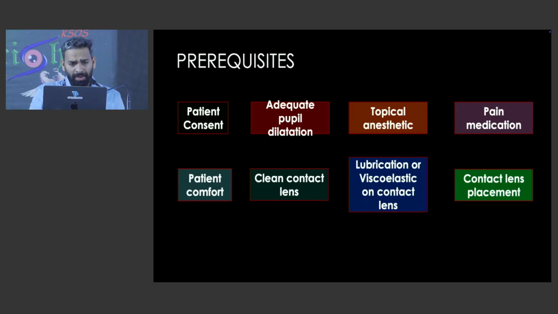We'll go to the next thing. Prerequisites: consent, adequate dilation, topical anesthesia should be put, and pain medication to be taken.